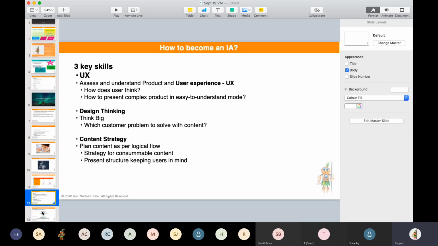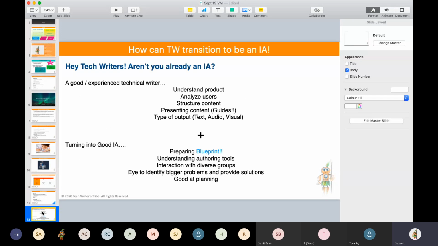We saw this slide, right? UX, design thinking, content strategy. These are the big things. So mix your skills with those things. Think about how to prepare a blueprint. Don't just work on authoring tools. You could be a master of MadCap Flare. You could be a master of FrameMaker. That is very good. But think about the bigger picture.